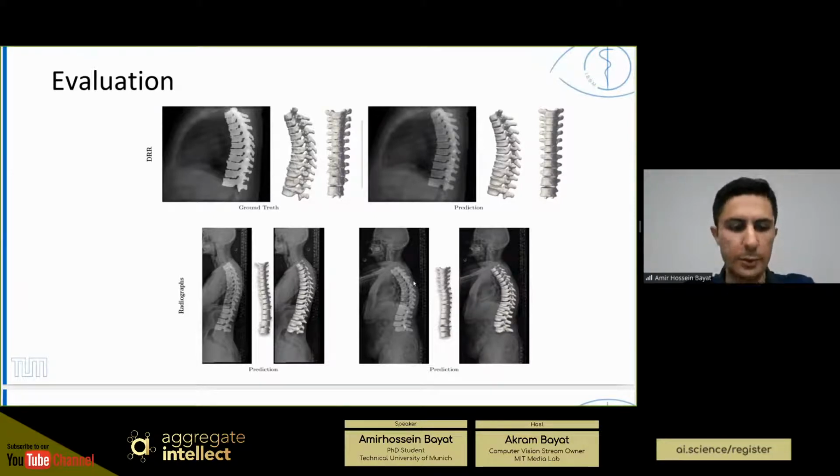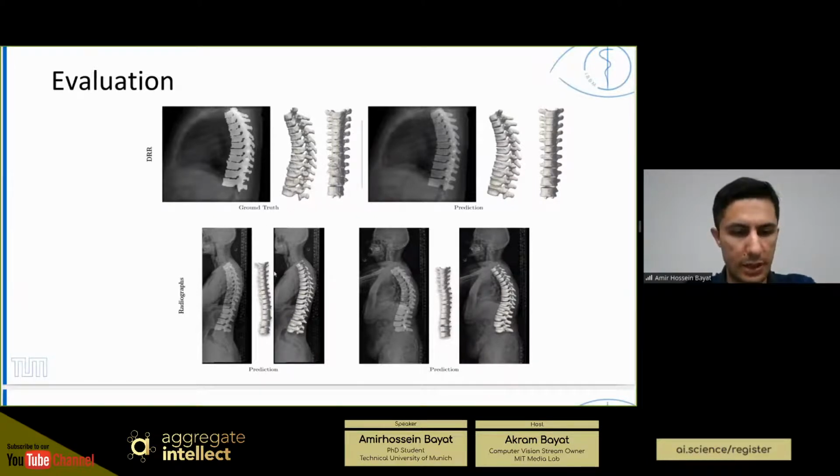In the top row, we have a DRR-based spine model, and after reconstruction, it is compared with this 3D CT ground truth mask. So as you see here on the left, we have the ground truth 3D shape, and on the right, we have the reconstruction. And because this was from a CT, we had the ground truth to be able to compare them qualitatively.